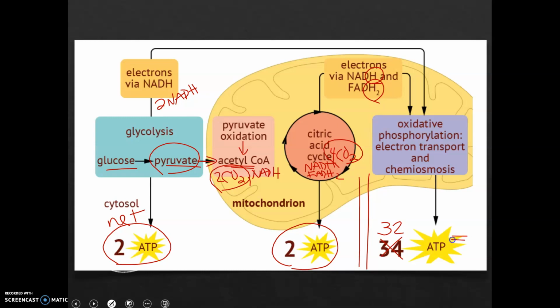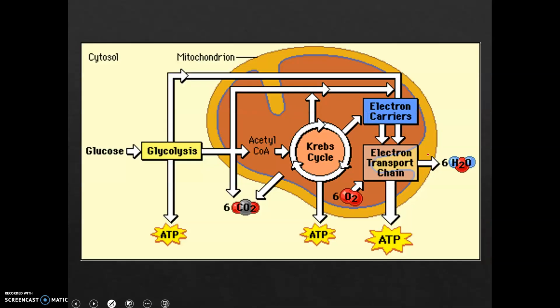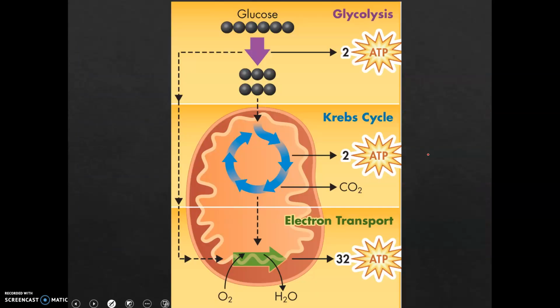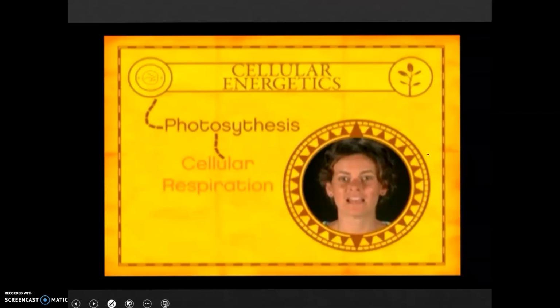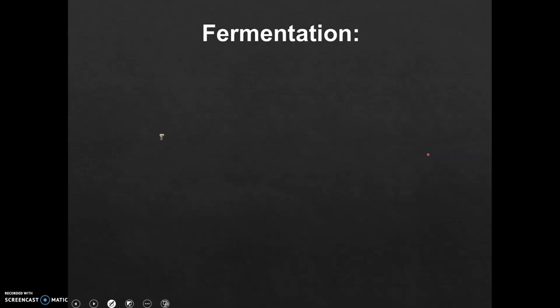Bottom line, you end up with a total of 36. Some books will say 38. But almost all of them, if you're asked where are most of them made, it's here in oxidative phosphorylation or the electron transport chain. That's where almost all the ATP are made. So just another picture of the same thing, and another picture of the same thing. And we're going to skip that, and we're going to skip that.